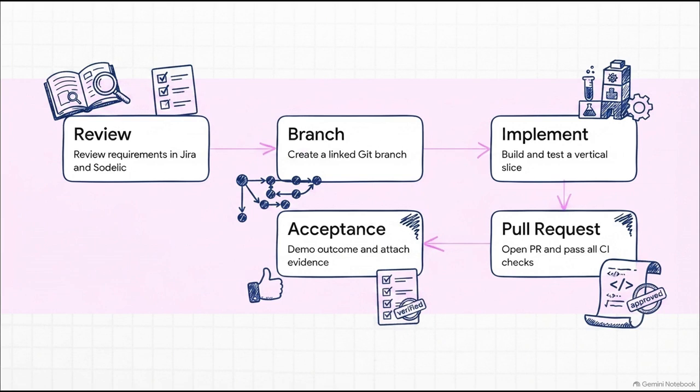Step 1, review your assigned requirements and acceptance criteria. Step 2, create a Git branch linked directly to your Jira item. Step 3, implement the smallest complete vertical slice of functionality and write the automated tests for it. Step 4, open a pull request, review the diff, and make sure your CI checks pass. Step 5, demonstrate the milestone and attach your acceptance evidence. You just rinse and repeat that week after week.